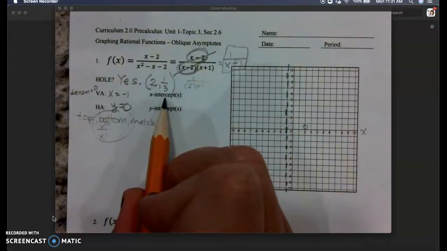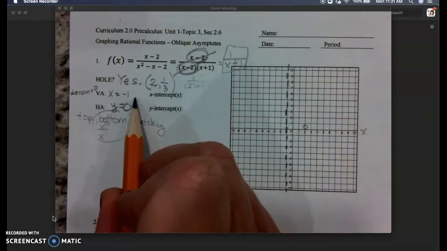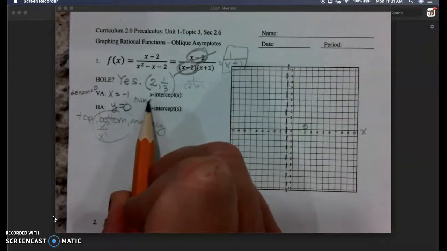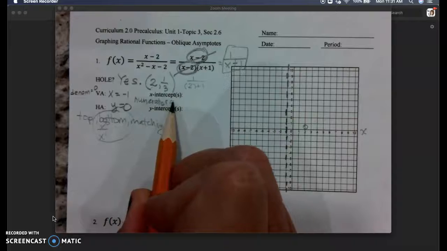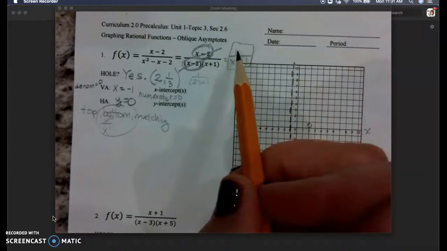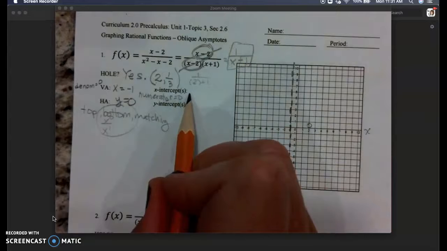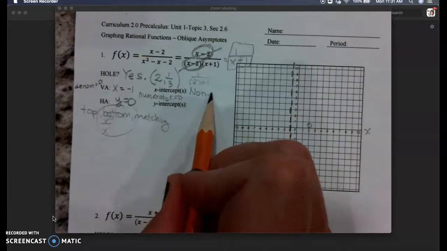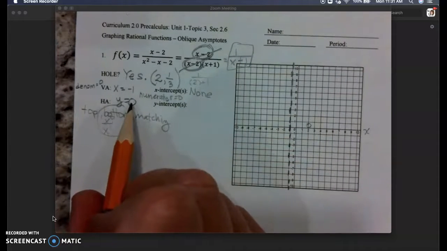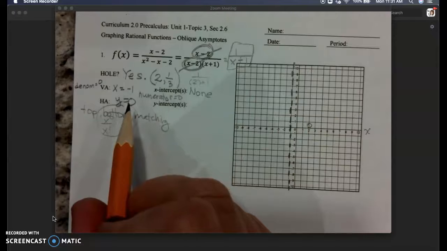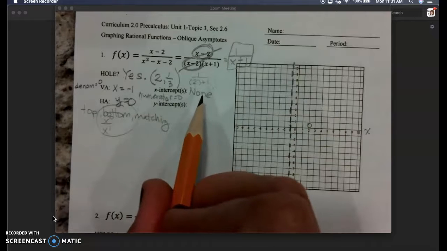Now I move on to x-intercepts. X-intercepts are when you take your numerator equal to 0. Ms. Freibush, there's no x there. You're right. So I would end up with 1 equals 0, which is not a true statement, which means none. Anytime this is 0, this will be none for us.